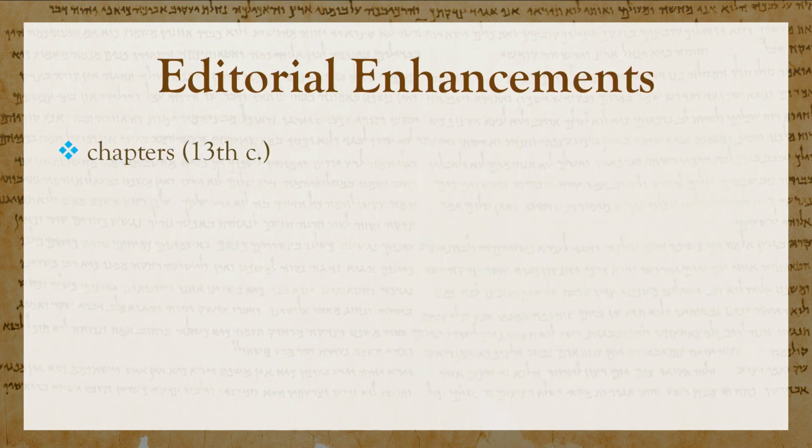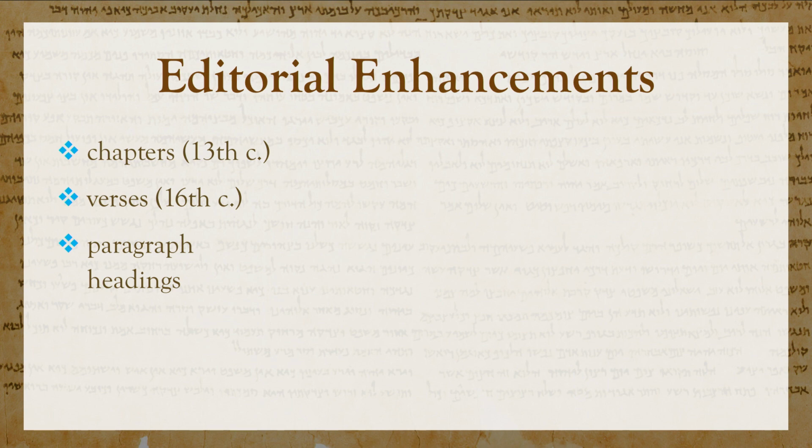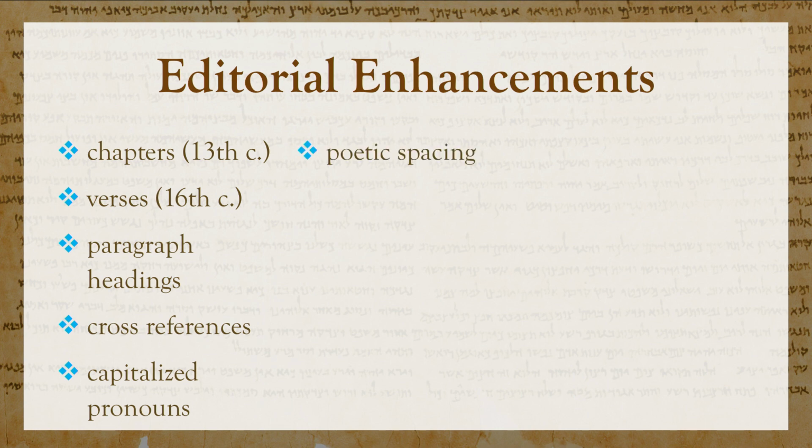First of all, chapters came into our translations in the 13th century. Verses came in the 16th century. Paragraph headings, most Bibles have these nowadays. You have cross-references. Cross-references are editorializations. They're what somebody thinks is a similar verse to the verse you're reading. And there is an opportunity for theological bias there, believe it or not. Capitalized pronouns, that became all the rage in the late 90s, early 2000s. Then you have poetic spacing. A lot of translations will do that.